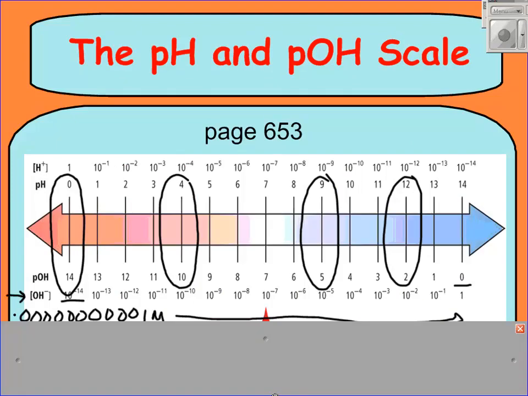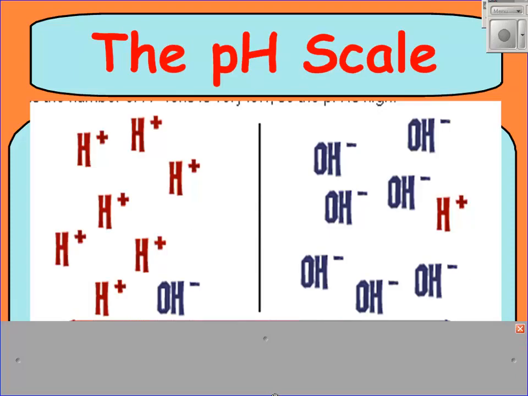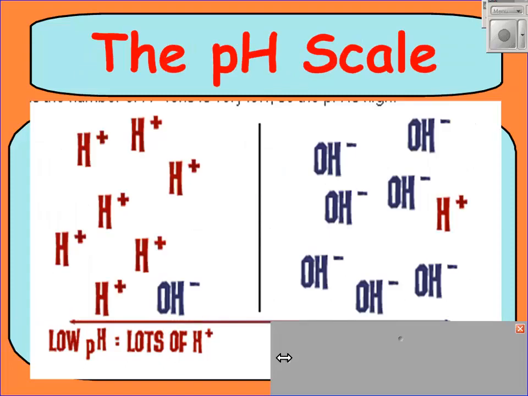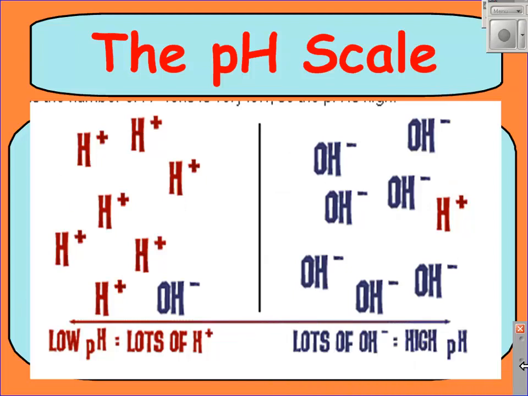Notice in this picture here, I have two solutions, one on the left, one on the right. Which one would be acidic and which one would be basic? The one on the left, since it has a lot of hydrogen, would be acidic, and therefore would have a low pH, because remember, the lower the pH, the more acidic. The one on the right would be more basic, because it has more hydroxide, and therefore it would have a high pH.